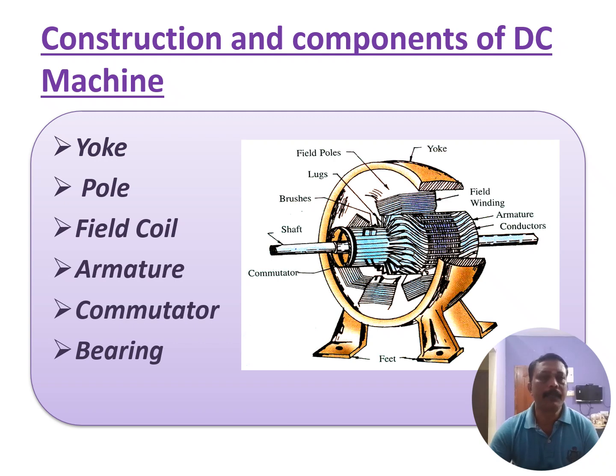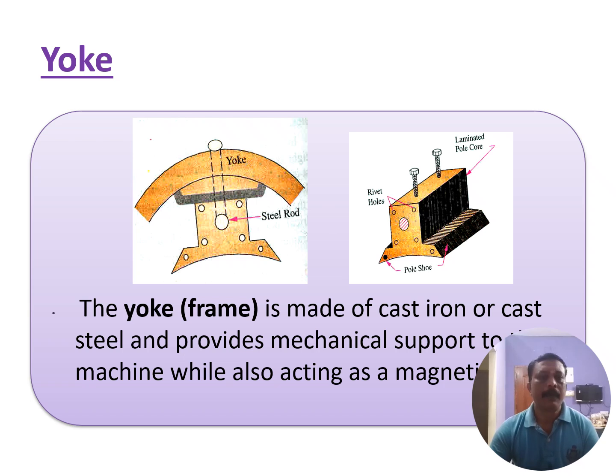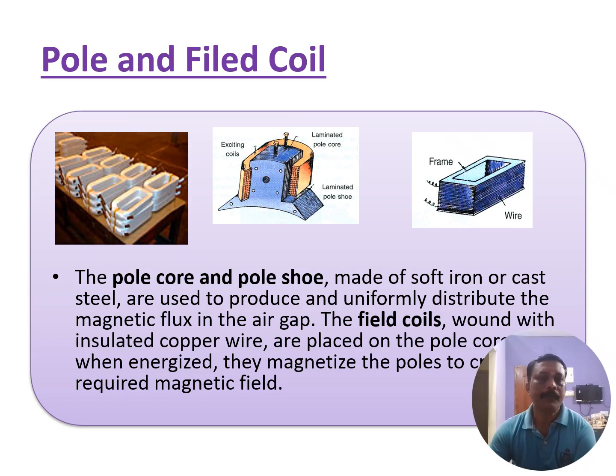The second one is the construction and components of a DC machine. The following are the main parts of a DC machine. First one is the yoke, second one is the pole, field coil, armature, commutator, and bearing. Yoke. The yoke is the frame. It is made up of cast iron or cast steel and provides mechanical support to the whole machine.